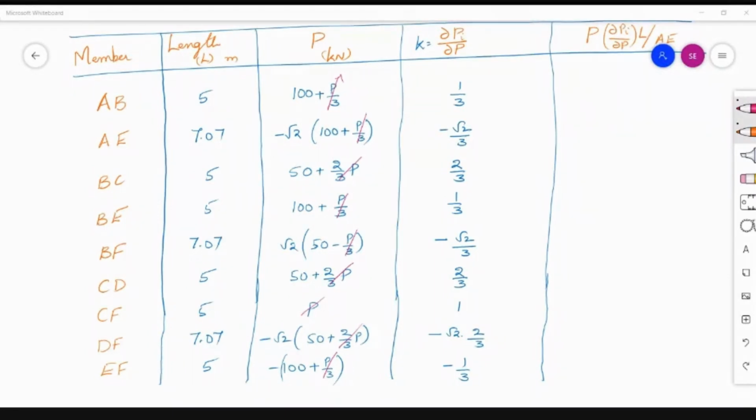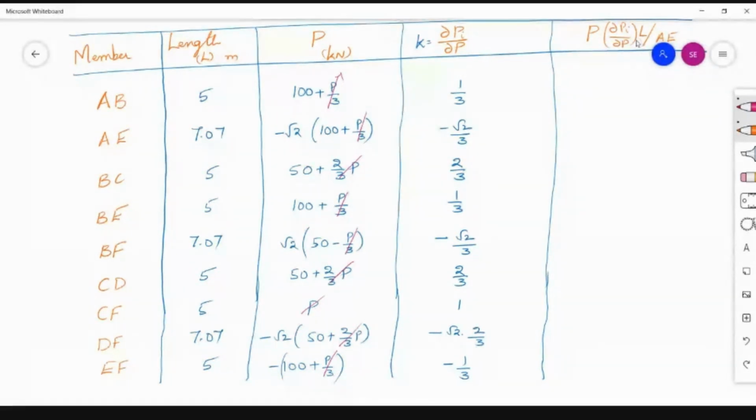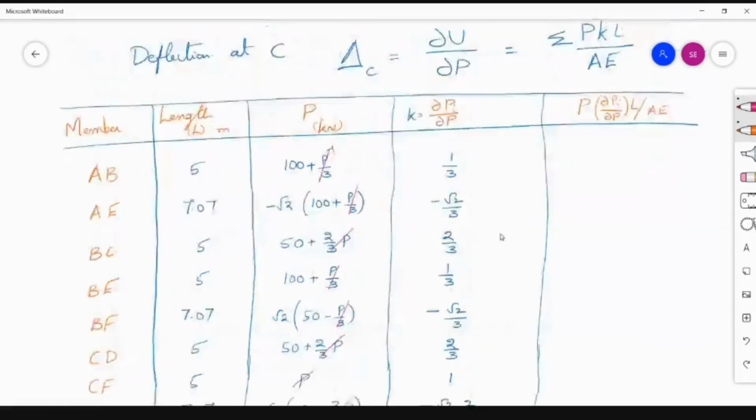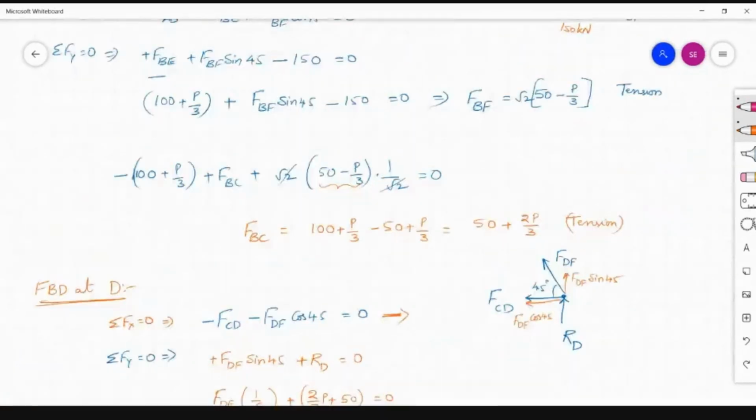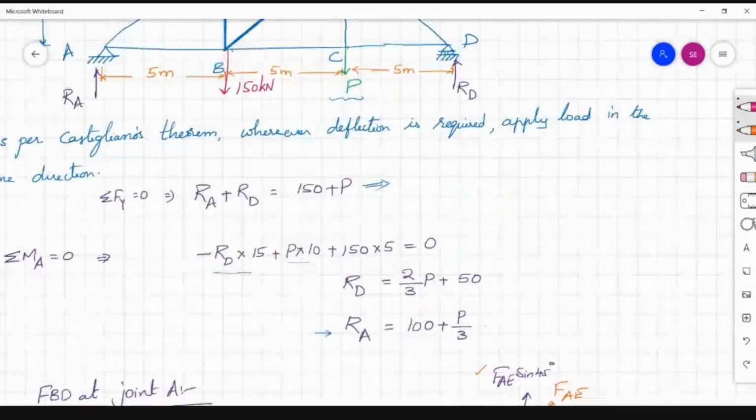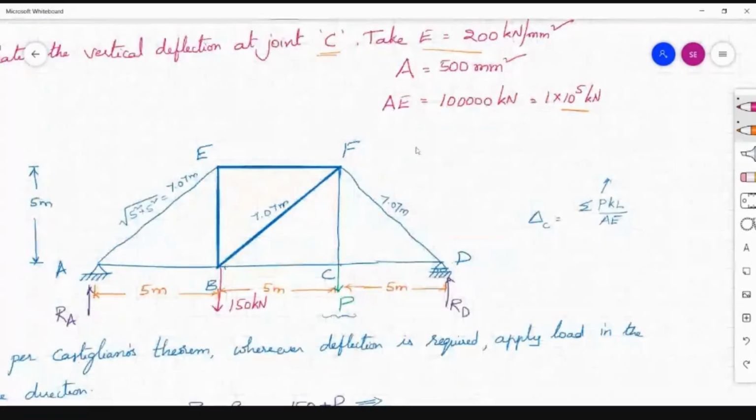So just check P into dou P i by dou P into L by AE. The P k L by AE value is to be determined for each and every member. Here, the length of the member is to be substituted in terms of meters or mm. We are substituting in terms of meters. So force in kilonewtons, axial rigidity. What is the axial rigidity? Just check in the question. What is there? Area is 500 mm square. E value is 200 kilonewton per mm square.